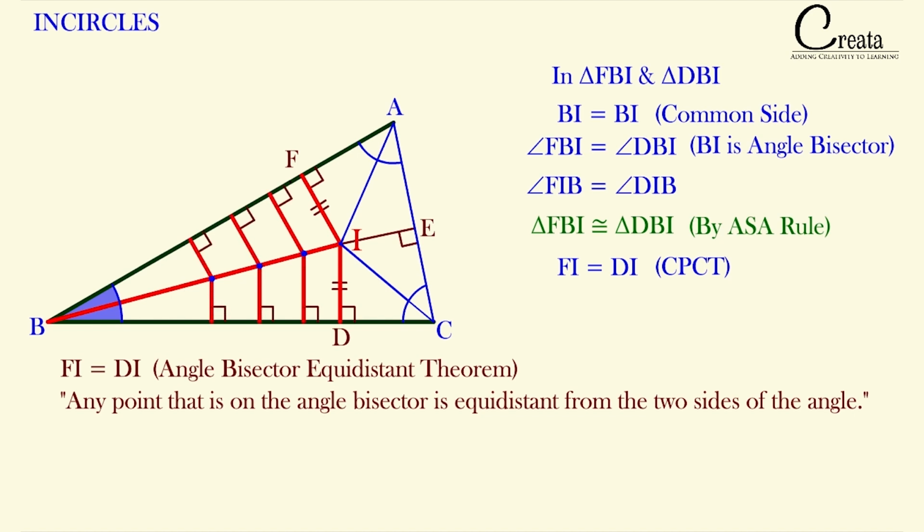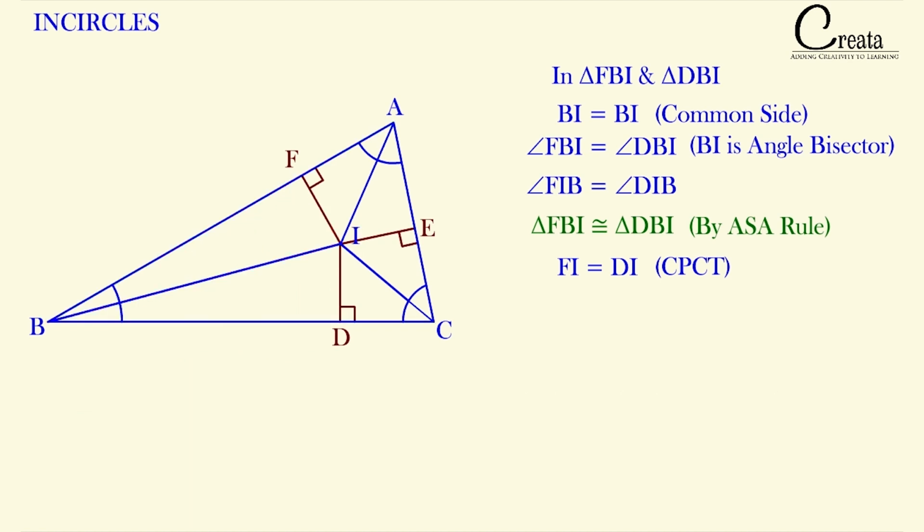That is, this distance will be equal to each other. And the proof of this theorem is by proving both of these triangles are congruent to each other. That is, we have done. So you can use either way. Either you can say IF is equal to ID, by the angle bisector equidistance theorem, or you can use the congruency of the triangles to prove IF is equal to ID. I have just added this small concept in between our main topic. This is part of the basic geometry.